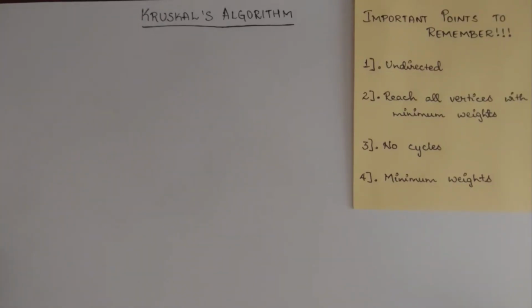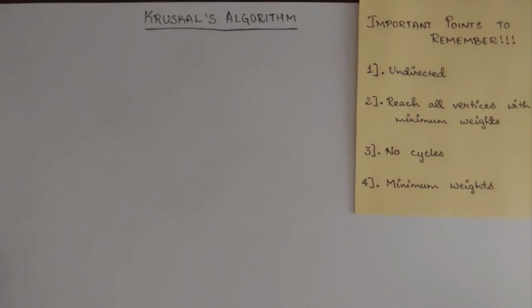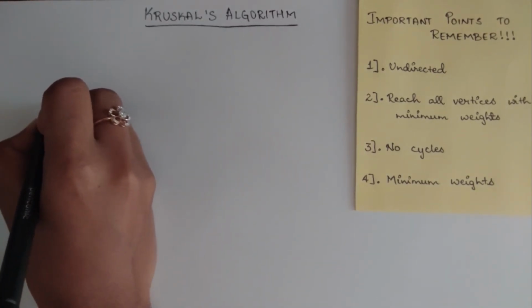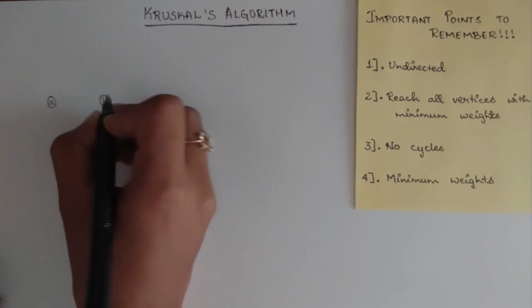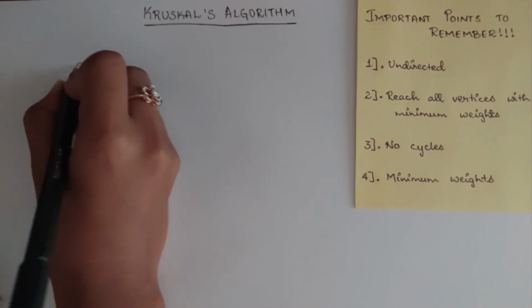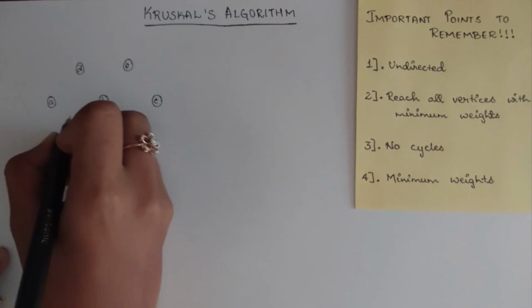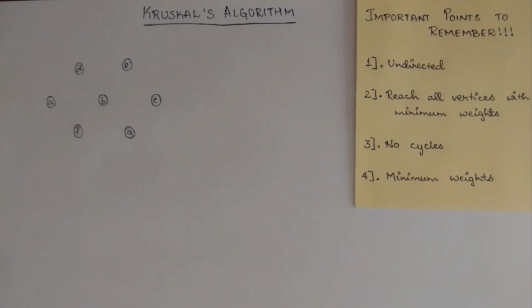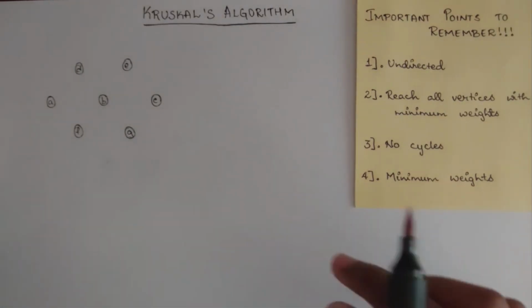Let us consider a graph with 7 nodes: A, B, C, D, E, F, and G. So here are the 7 nodes and the weight between each node is as follows. I will represent the edge with red color and the weight with blue color.